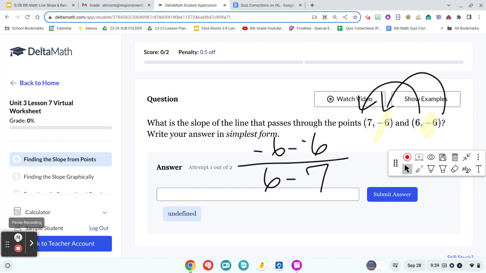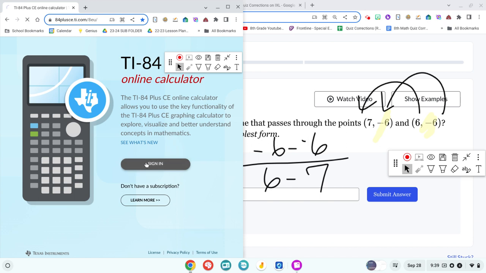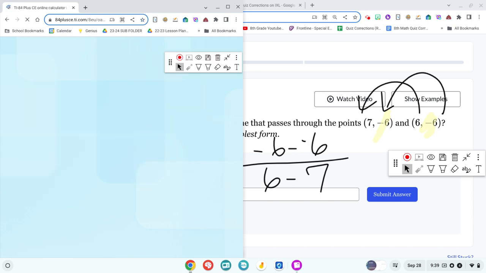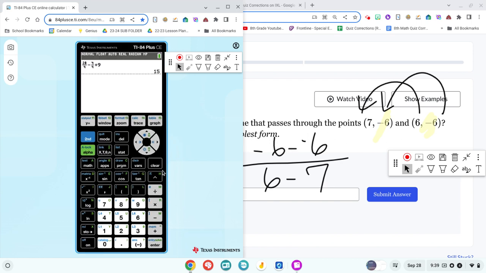Okay. I'm pulling up my calculator. It signed me out, so hang tight. Okay, I'm going to do the numerator. -6 minus a -6. Oh, 0. Interesting. We'll talk about it. The denominator is 6 minus 7, a -1. So now I just take my numerator 0 and I'm going to divide it by the denominator -1. Ooh, 0 divided by anything is always 0.